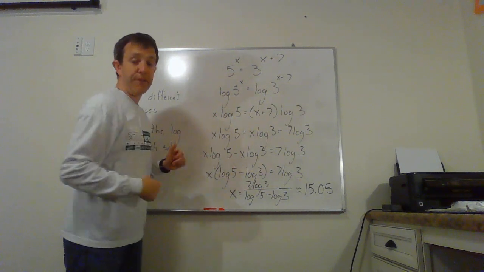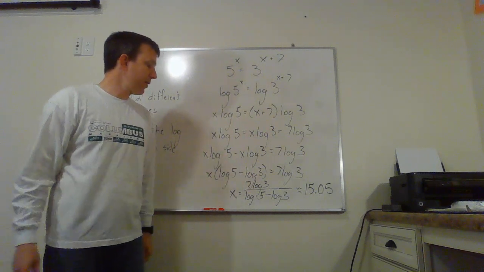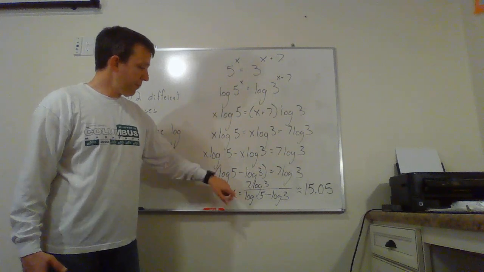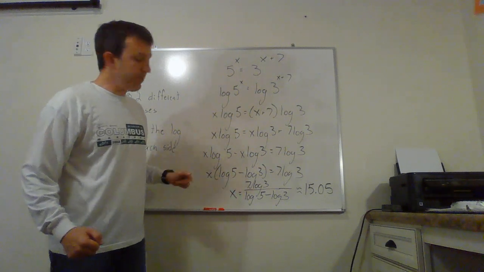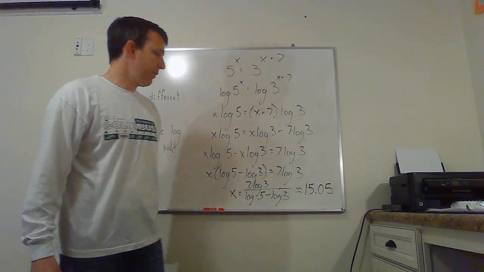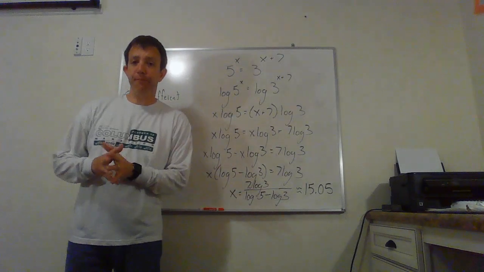Right? Both terms here have an x. So I can factor it out and have x times log 5 minus log 3 equal to 7 log 3. And then I just finished by dividing by the parentheses, and so you can see I kind of ran out of room here. But we have 7 log 3 divided by the log of 5 minus the log of 3. And that whole thing ends up being equal to 15.05.